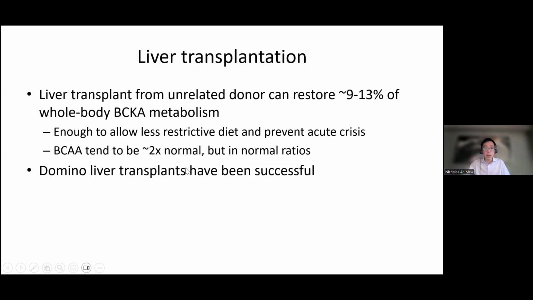I also lastly want to highlight that domino liver transplants have been successful in this condition, which is to say that the patients with MSUD may receive a transplant from an unrelated donor, but their livers then go on to be donated to another person who has liver failure of another type, not MSUD, and they're receiving the liver of the patient who has MSUD. The idea here is that almost 90% of the branched chain keto acid metabolism remains intact in those individuals and is only deficient in their liver, but everything else in that liver is functional. So hopefully it corrects the reason why they are getting the liver transplant.